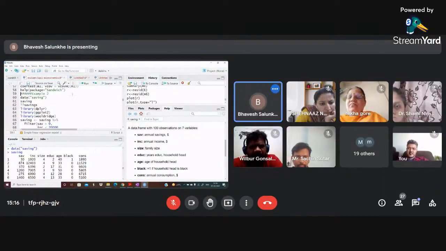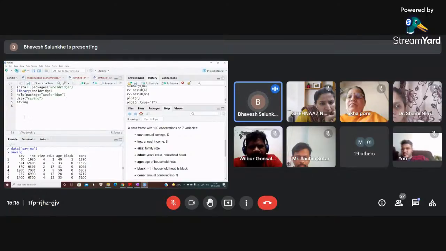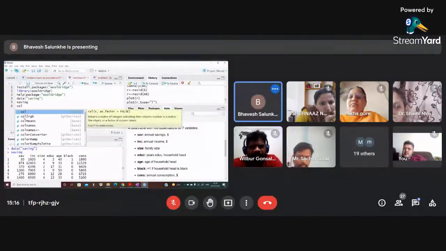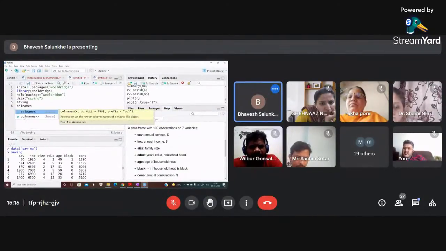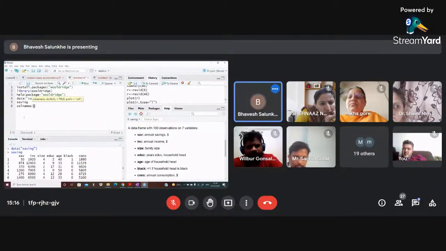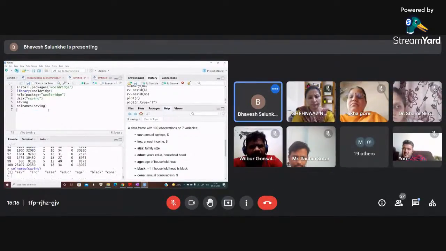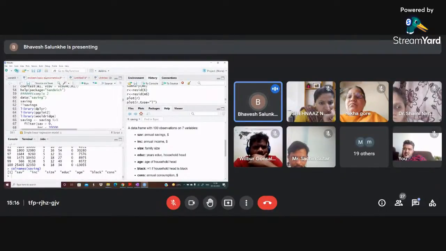Now suppose you want to see which variables are there in the data set, just type colnames(saving). So these are the different variables, and we are using sav and inc. These are the two variables, savings and income, that we are going to extract from this. Okay, so let me go for doing that.